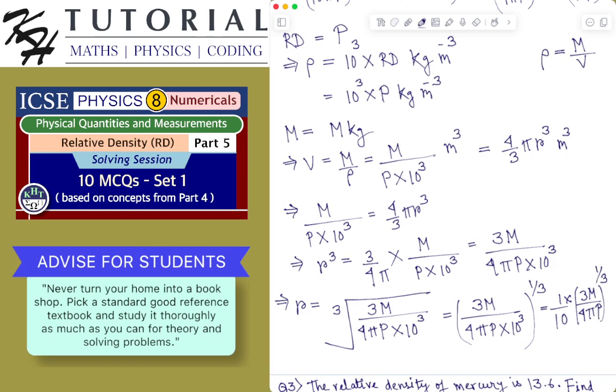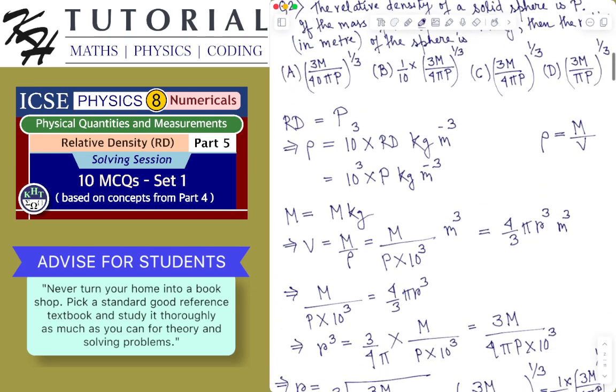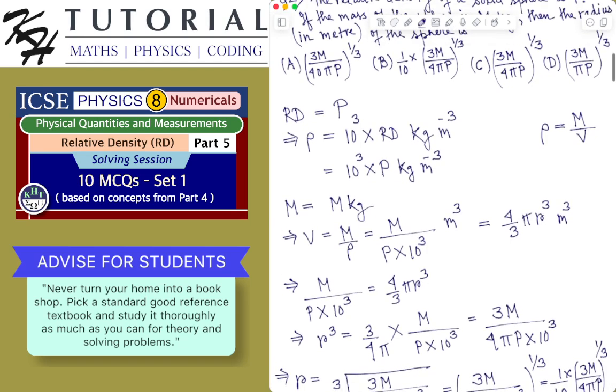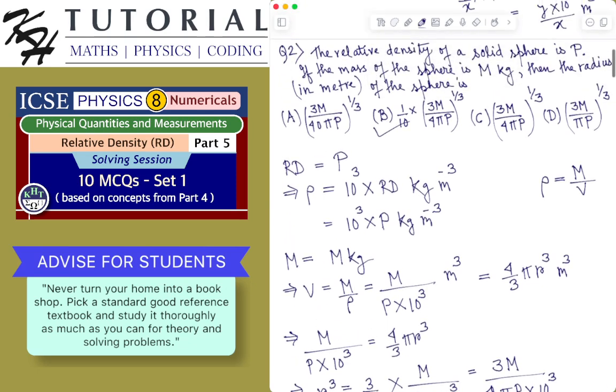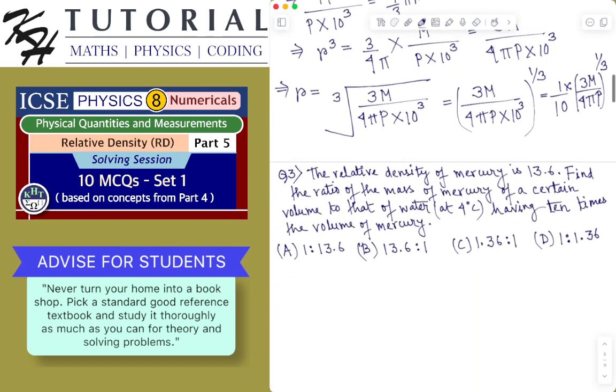So R is 1 by 10 multiplied by an exponential term, and in the exponential term the base is 3m by 4 pi p, and the exponent is 1 by 3. This should be the answer. Let's see the choices. So the correct choice is choice B. Okay, let's see the next problem.